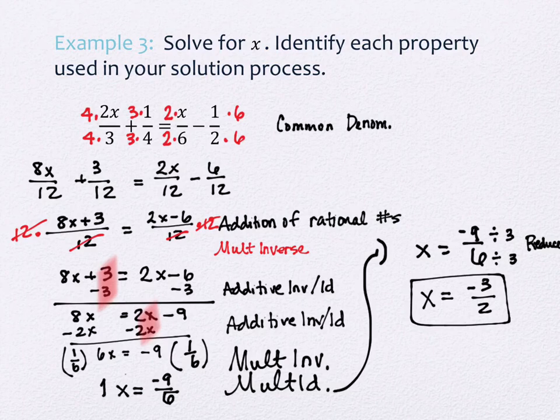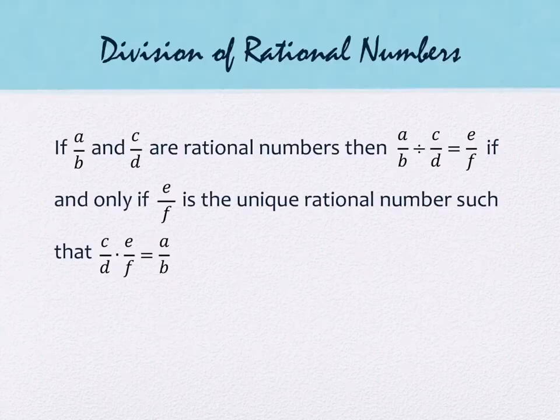All right, we're going to shift gears then, and we're going to take a look now at division. The division of rational numbers says the following: if a over b and c over d are rational numbers, and we divide them, a over b divided by c over d, that will equal e over f if and only if e over f is the unique rational number such that a over b equals c over d times e over f.